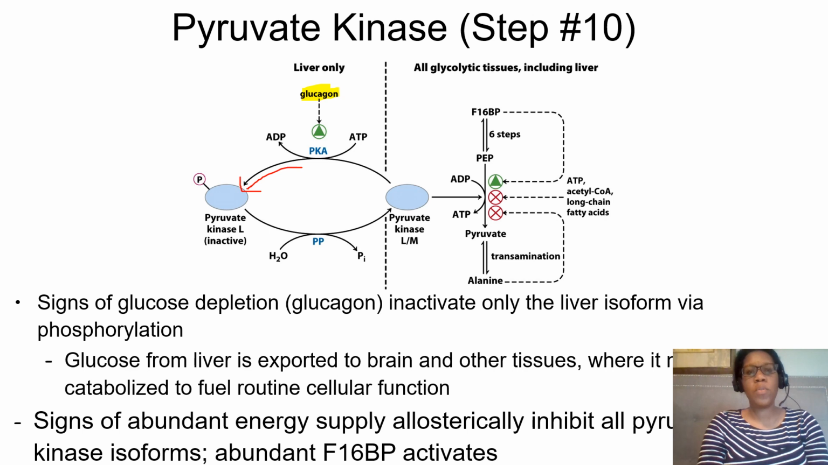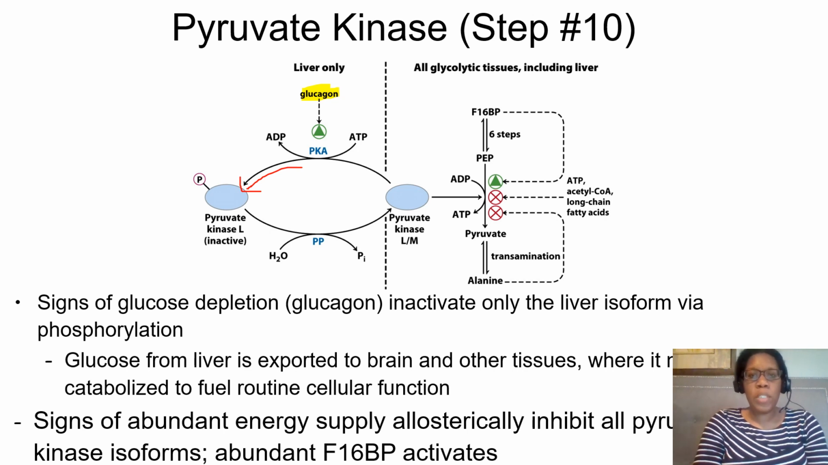So there are two isoforms of pyruvate kinase. One is just in the liver. So when glucose is low, we inactivate pyruvate kinase L, and that allows more glucose to build up. So the liver, instead of breaking down glucose for energy, can actually break down glycogen to release more glucose into the bloodstream.